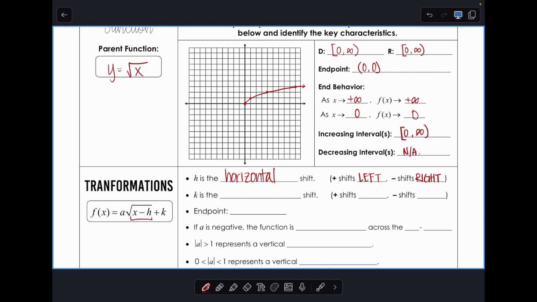What does the k do? It goes up or down. Is it the opposite of the direction you're seeing, or the same? It's the same. So k is the vertical shift. If it's positive, we are going up, and if it's negative, we are shifting down.